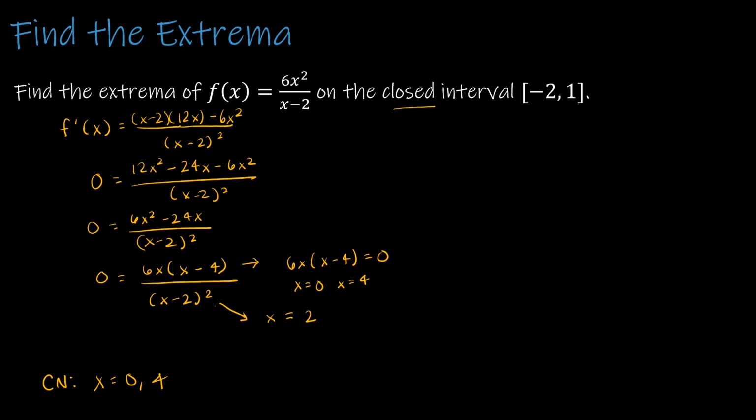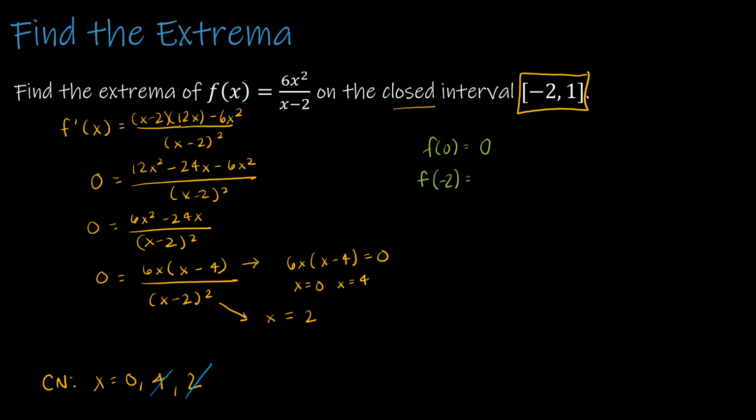Now, from here, I have to look at the interval. The interval goes from -2 to 1. So that means even though I have critical numbers of 0 and 4 and 2, I don't care about the 2 because it's outside of my interval, and I don't care about the 4 because it's outside of my interval. So I only have to check f of 0, which is going to be 0 in my numerator, so that's just 0. I have to check f of negative 2.